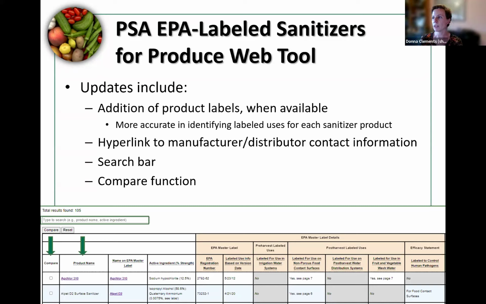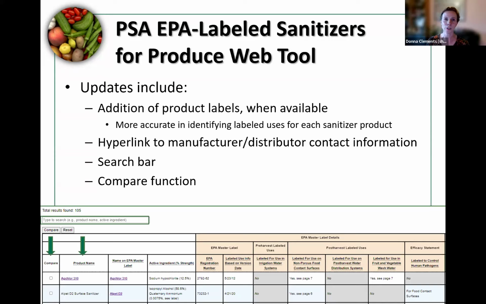We also hyperlink to the manufacturer and distributor contact information. A lot of the updates that we made in this tool are really encouraging users to directly contact the manufacturer or the supplier if they have those questions, right? We want to make sure that we use those as additional resources because there are limitations to using the EPA master label. And I'll get into that a little bit later.